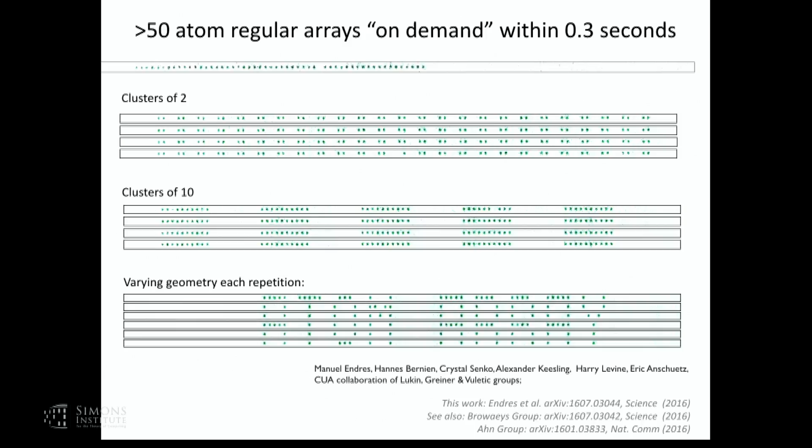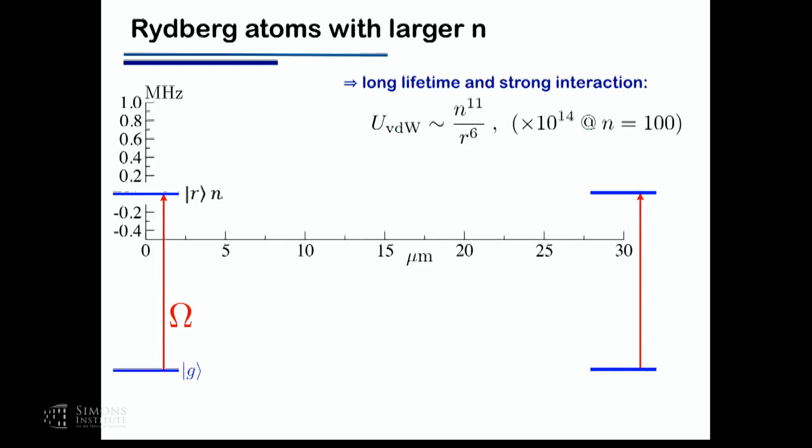Okay, but at this point, the atoms are completely classical. There is no quantum aspect to this. So to introduce an interesting quantum aspect, we excite them into the Rydberg states. The Rydberg states have two special properties, which are very important for us. They have a long lifetime. If you excite the atoms to a state with large n, they live for a very long time. They cannot spontaneously decay rapidly. And they also have strong interaction, simply because the atomic size is very large.